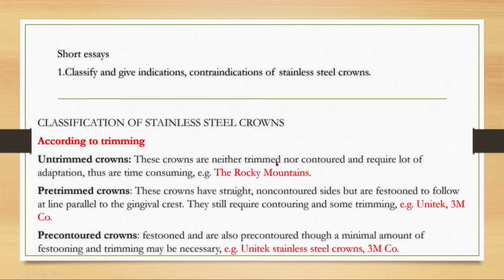Untrimmed crowns are neither trimmed nor contoured and require a lot of adaptation, like Rocky Mountain crowns, whereas pre-trimmed crowns have straight, non-contoured sides, but are festooned to follow a line parallel to the gingival crest. They still require contouring and some trimming. Examples are Unitek and 3M. Whereas pre-contoured crowns require a minimal amount of festooning and trimming. Unitek has a stainless steel pre-contoured crown, and 3M also has pre-contoured crowns.